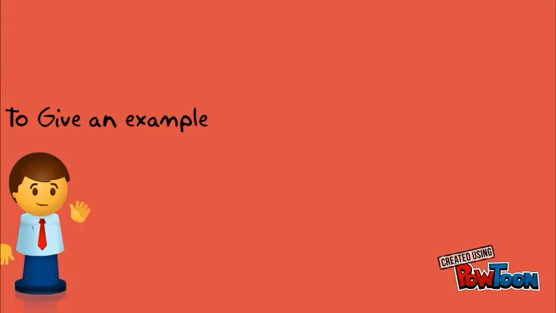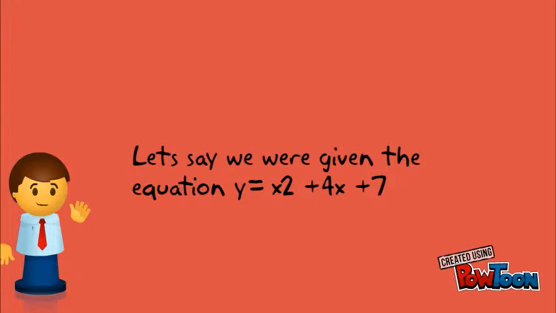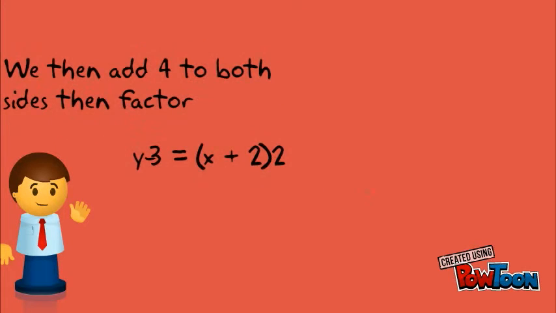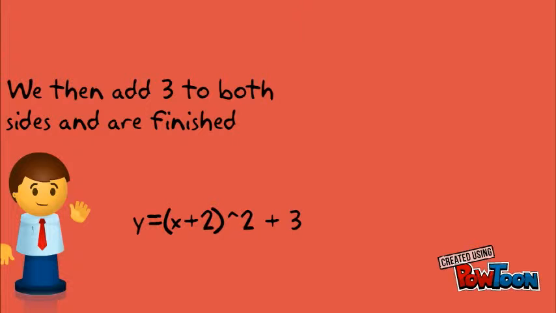Now just to give you an example, let's say we were given this equation right here. First we're going to minus 7 from both sides, and then we're going to take half of 4 and square it. We'll add 4 to both sides and then factor it. Later, we're going to add 3 to both sides, and then we're finished.